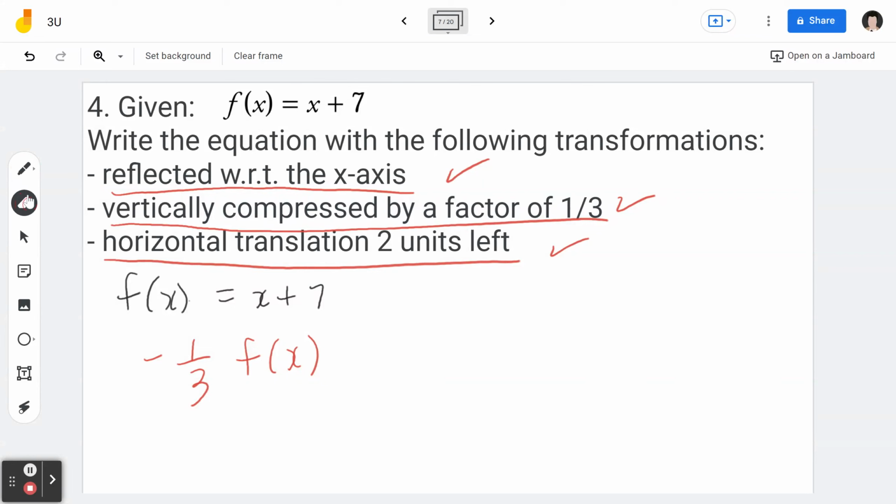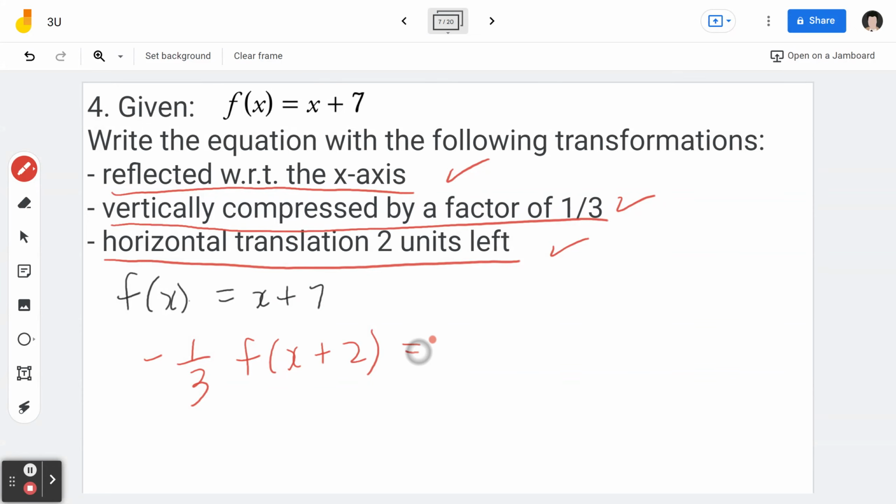Now here's a mistake. Are you ready? Be very careful. This is not it. If you think horizontal translation 2 units left means x minus 2, that is incorrect. The correct answer is f of x plus 2. So again, think opposite when it comes to horizontal translation.